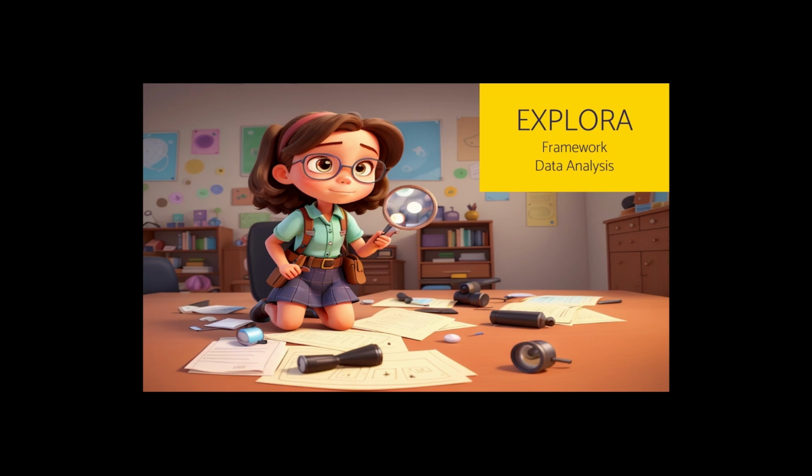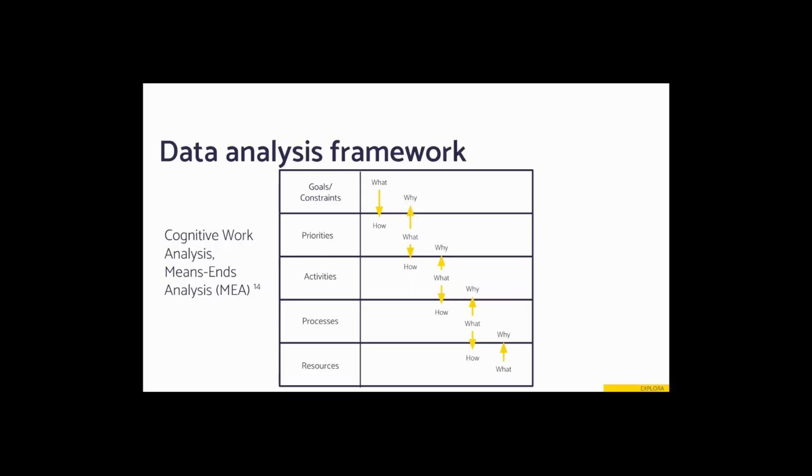Besides the multimodal approach based on the interplay between context, agents, and interactions, we also include a framework to organize and inform data analysis. We employ the cognitive work analysis means-ends analysis framework. The CWA means-ends analysis involves decomposing complex tasks or activities into distinct steps, the means required to achieve specific goals, the ends. As you can see in the figure, the means-ends analysis has 5 different levels: goals and constraints, priorities, activities, processes, and resources.